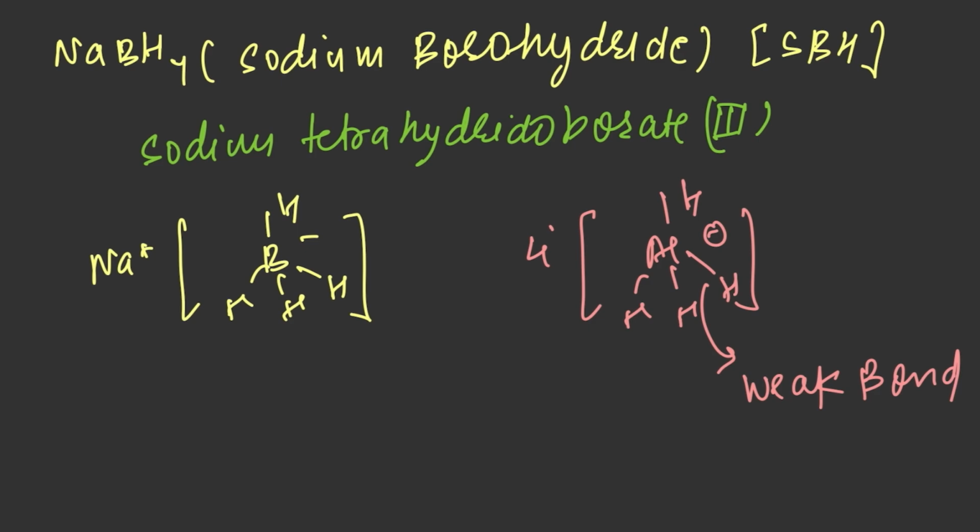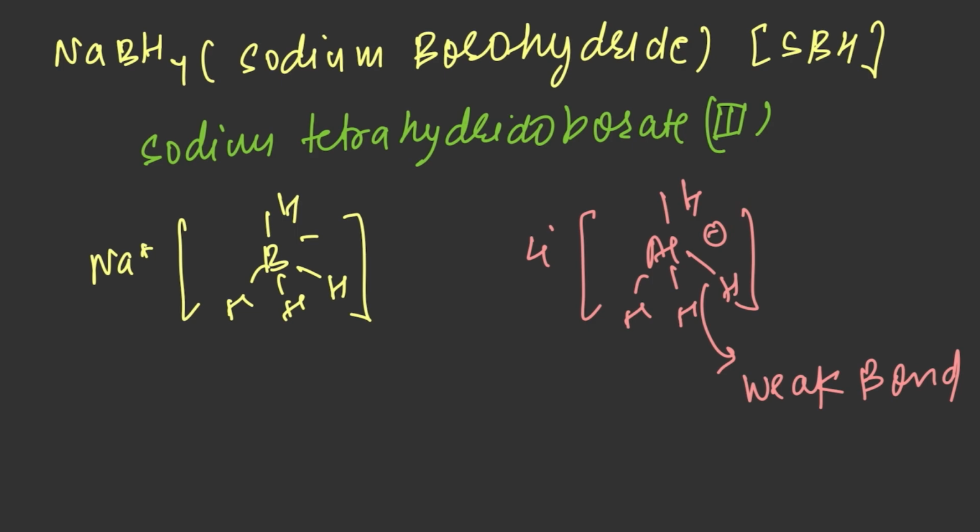Aluminum belongs to the third period, so it is 3p 1s overlapping in the aluminum hydrogen bond, and in boron hydrogen it is 2p 1s overlapping. So 2p 1s is proper overlapping as compared to 3p 1s. So 3p 1s is poor overlapping. That's why it loses H plus easily, so it is a strong reducing agent.